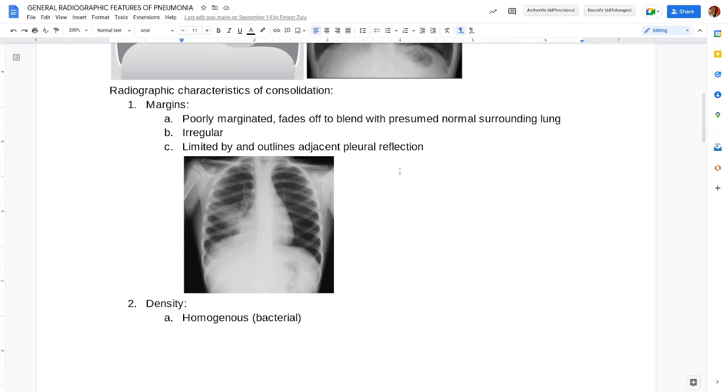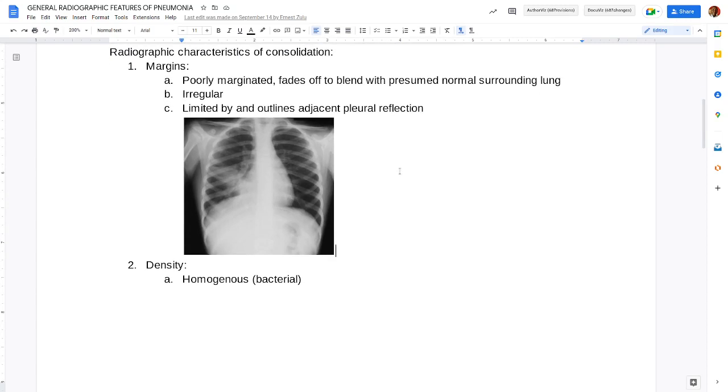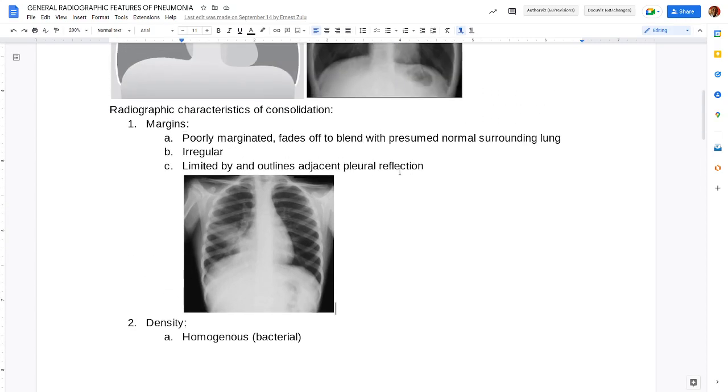So that's what I actually started putting up there. Number one, it's the margins. The margin of that consolidation. What do you mean by margin? So the perimeter of that white patch, the margins of that white patch.